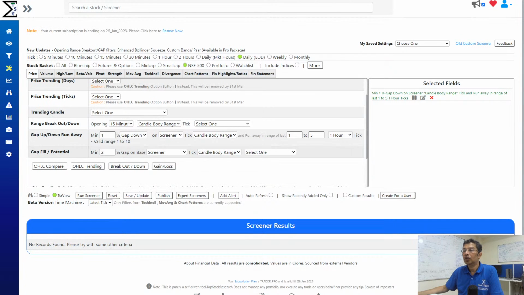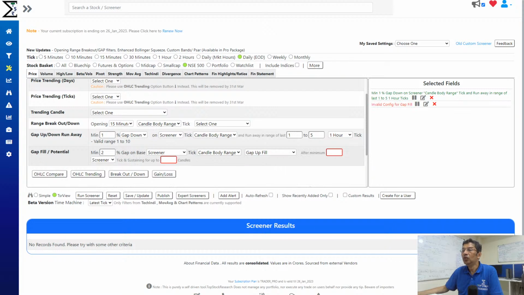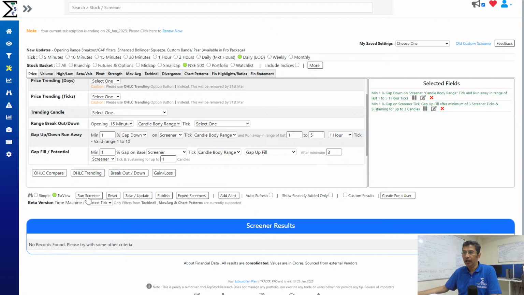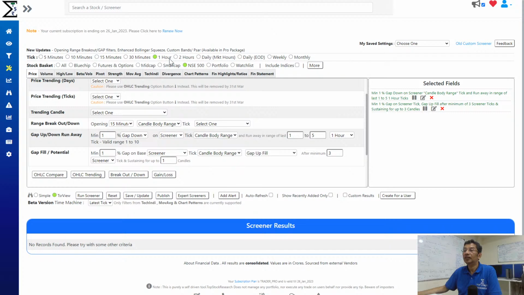Gap fill. So what this does is it tells you all the stocks, I'll keep it this one, with a 1% gap, and then candle body gap fill after a minimum of, let's say, 3 ticks, and sustaining for at least 1 tick. Okay, no stocks. Let's see 1 hour. Okay.